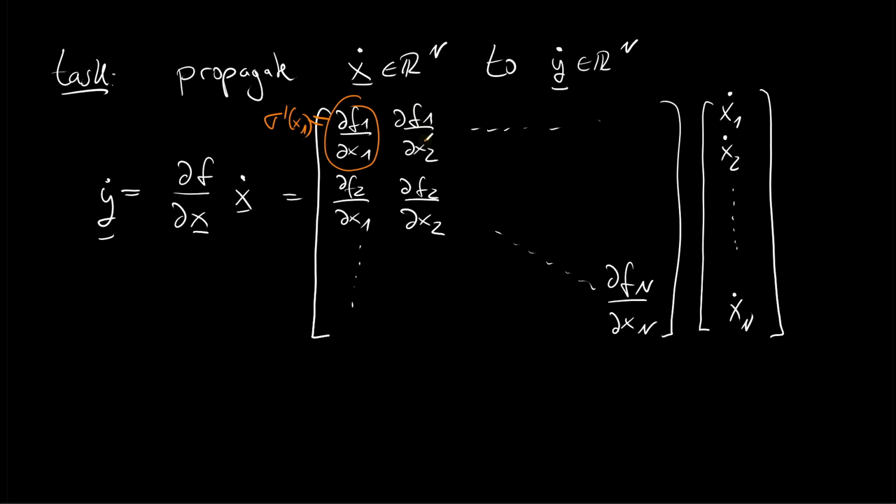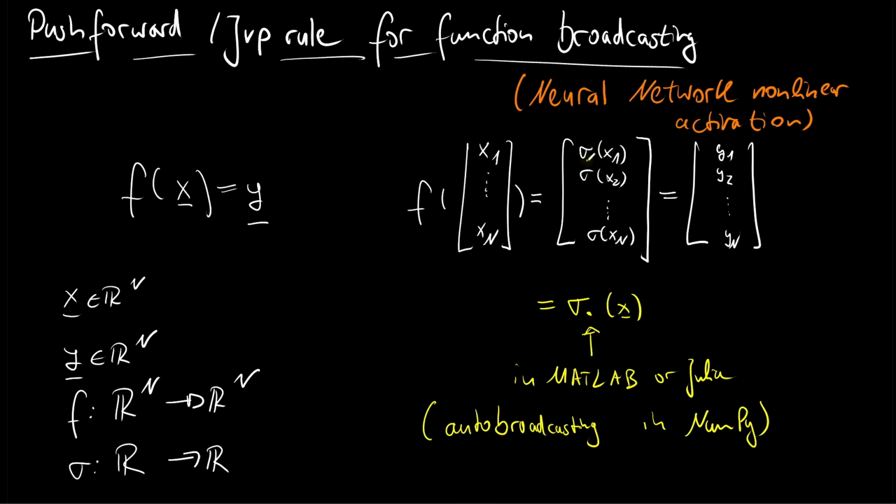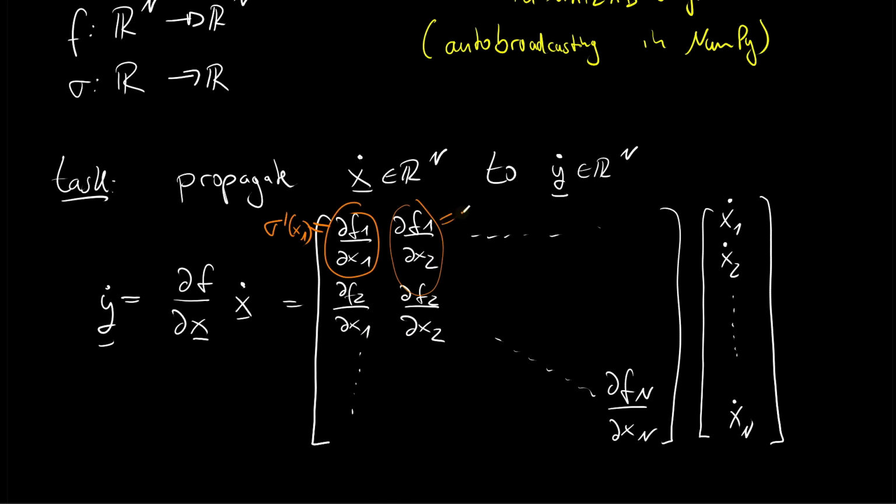Next up, we have the derivative of f1 with respect to x2. So in other words, how does the first output depend on the second input? And if we take a close look at the primal or the forward computation, we see that due to the broadcasting of the function, only the element in the input vector that is at the same slot as the element in the output vector affects the element in the output vector. And as such, the derivative of y1 with respect to x2 will be 0. So this one is 0.